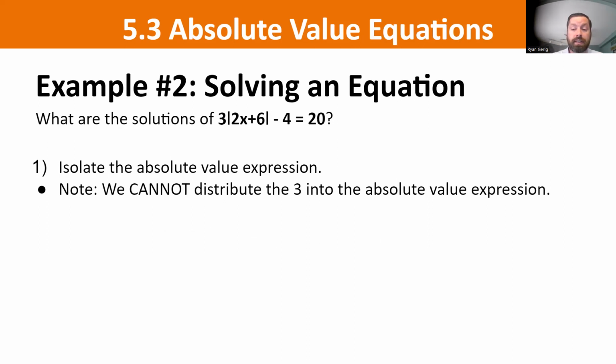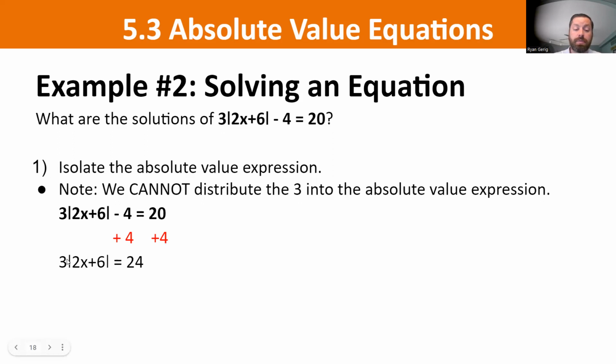Note, one thing that a lot of people will do is they will distribute the 3 into the 2x plus 6. You cannot do that. You cannot distribute into absolute value. It's not parentheses. We need to move the 4 and the 3 before I can do anything else. So how do I do that? Well, first I'm going to rewrite the equation. I'm going to add 4 to both sides, which gives me 3 absolute value of 2x plus 6 equals 24.